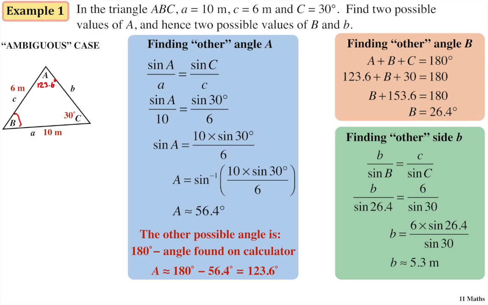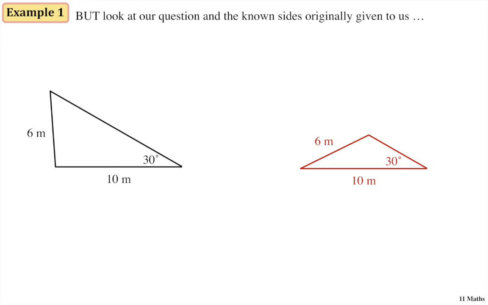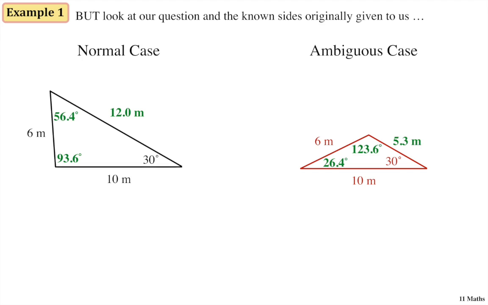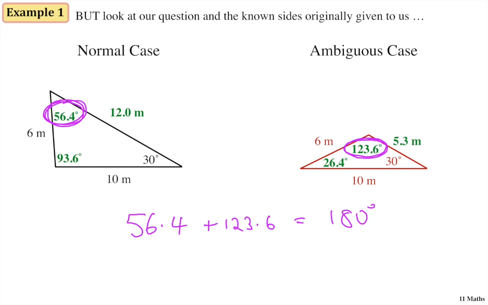So there's two possible triangles that we could have ended up with. Here's our question. The normal case, they're the answers that we found. The ambiguous case, they're the answers that we found. The difference is, when we look at it closely, our angle A, when we found it using the sine rule, was 56.4. It is possible that angle could have been 123.6, and 56.4 and 123.6 both add to give 180 degrees.